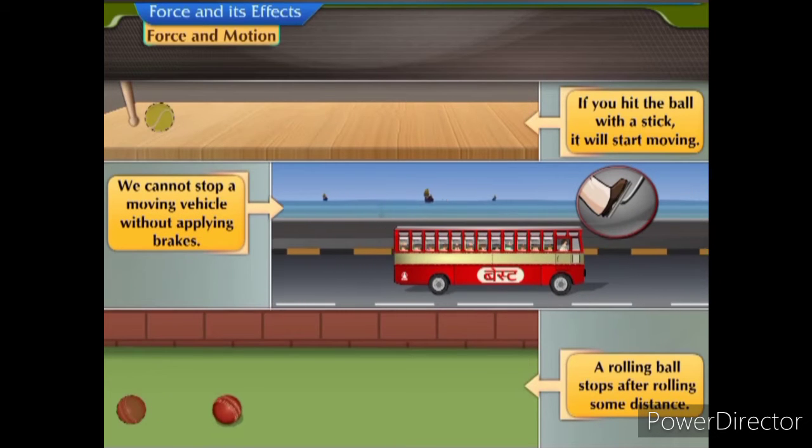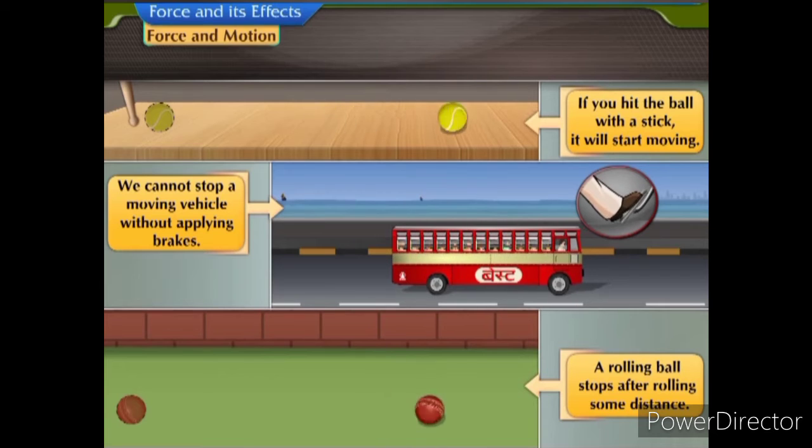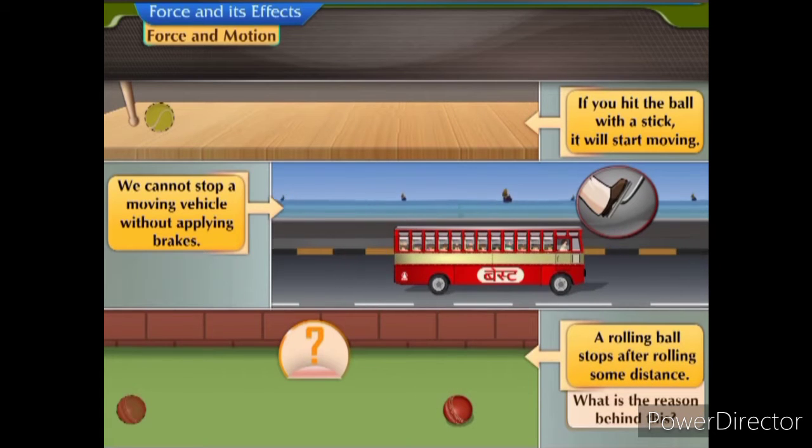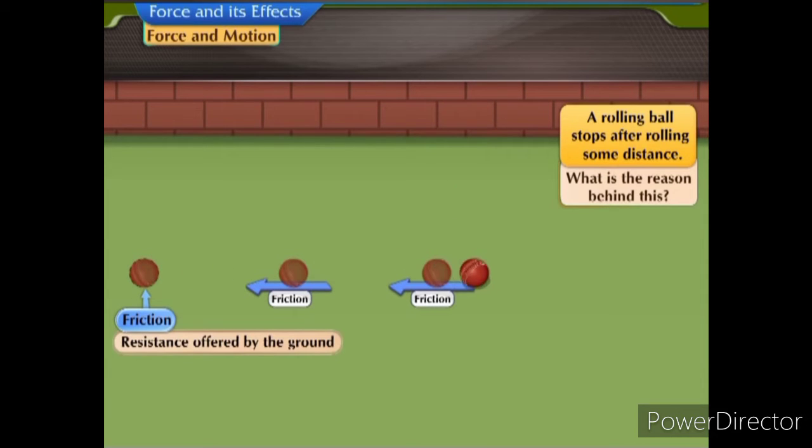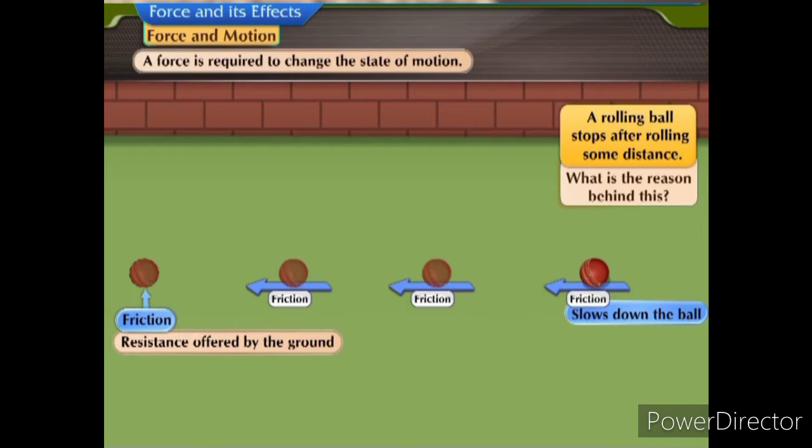You must have noticed a rolling ball stops after rolling some distance. What is the reason behind this? The reason is the friction or the resistance offered by the ground slows down the ball. Thus, a force is required to change the state of motion.